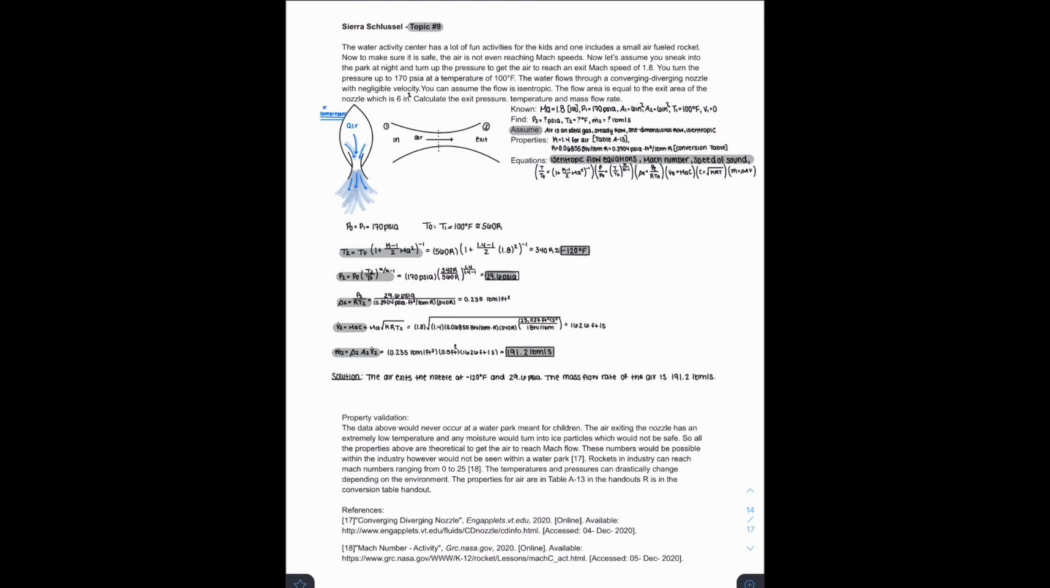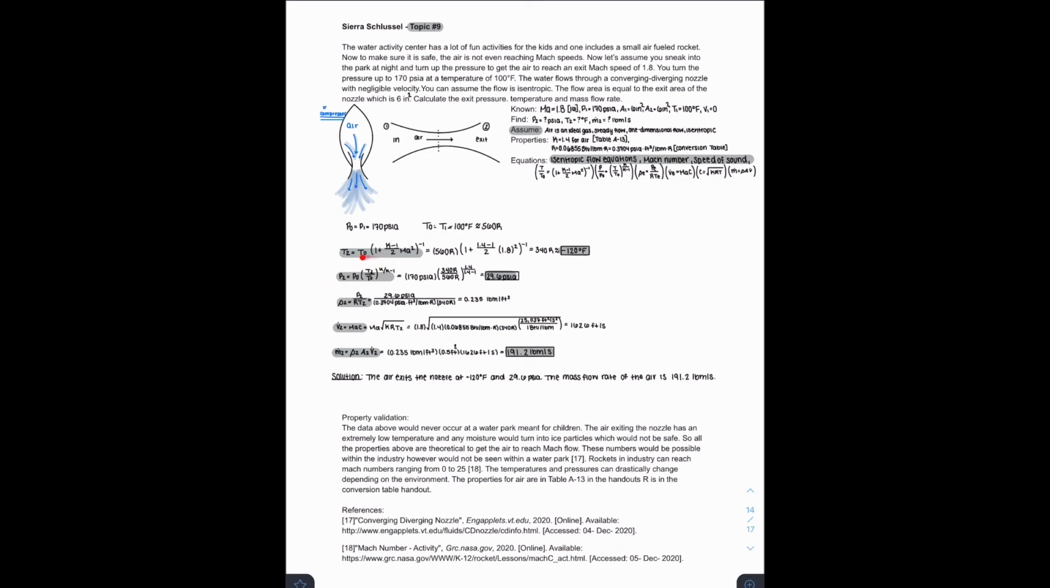We get our properties for air from table A-13 and our R value from conversion tables. We use these isentropic flow equations here, our Mach number equation here, our speed of sound equation here, and our mass flow rate equation here. We first solve for our final temperature, and our T0 in that equation actually is equal to our initial temperature of 100 degrees Fahrenheit, so we get a final temperature of negative 120 degrees Fahrenheit.